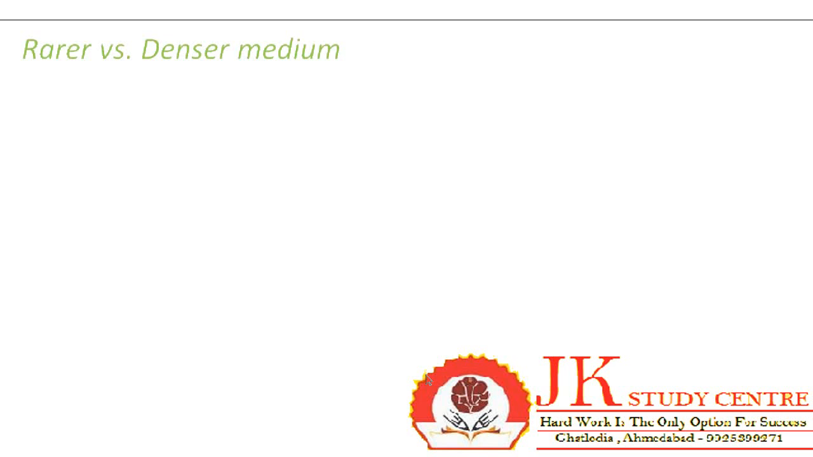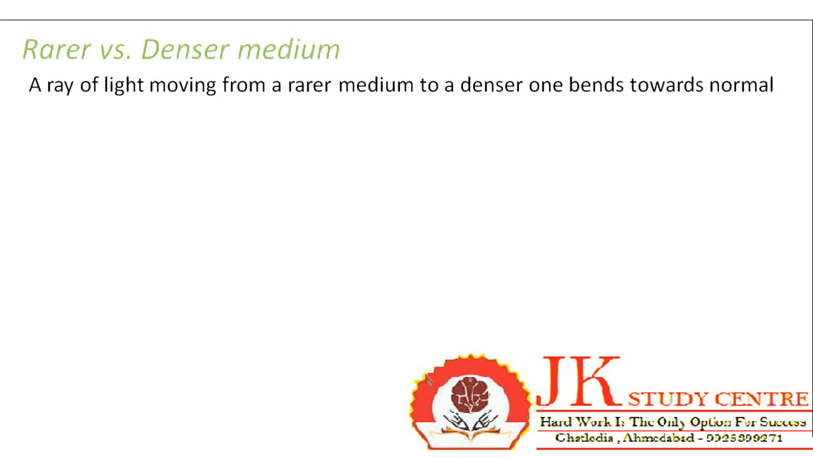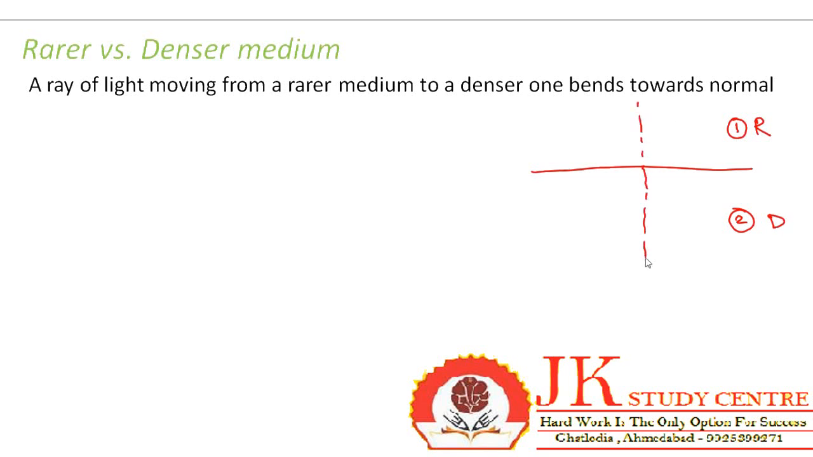Right? So now let us see what happens when a ray of light enters from a rarer medium to a denser medium. Now whenever a ray of light enters from a rarer medium to a denser medium, it always bends towards the normal. Now why does that happen? Let us look at it. Let us suppose this is medium 1 and this is medium 2. This is my rarer medium and this is my denser medium. This is the normal, and let us suppose this is my incident ray.